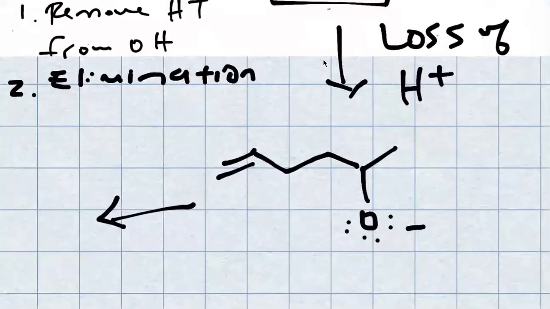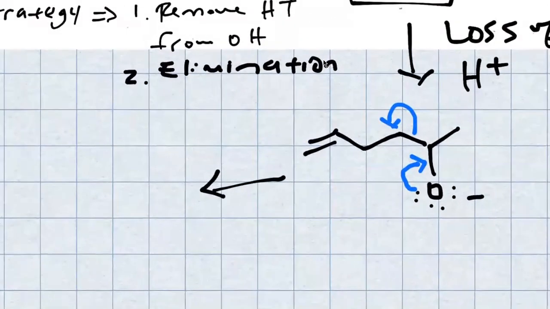So we're going to do this. We're going to put an arrow here, and then we're going to put an arrow here and break that carbon-carbon bond. Any questions about that? Right, so this is my elimination step.